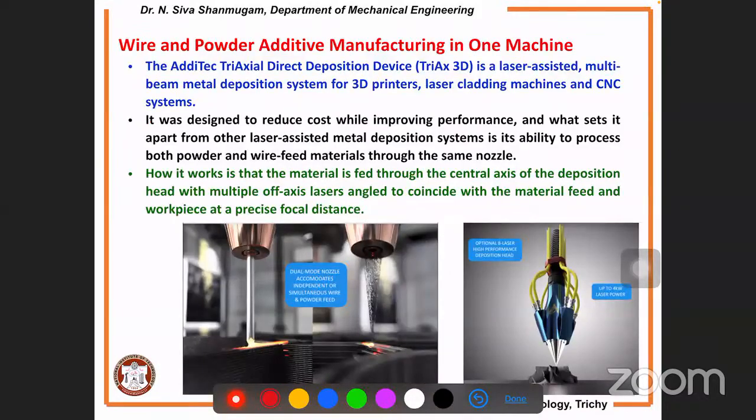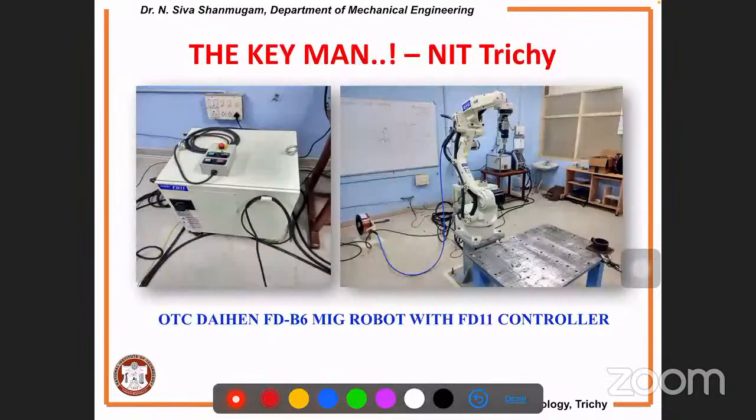And also, there is another technology called Triax 3D, where we have both wire and powder. We can feed both from a single header that is available here. Please make a note of it, because this presentation was prepared with the intention of giving it for 2 hours, 3 hours continuously. But because of time limitations, I'm going to cut short all those things.